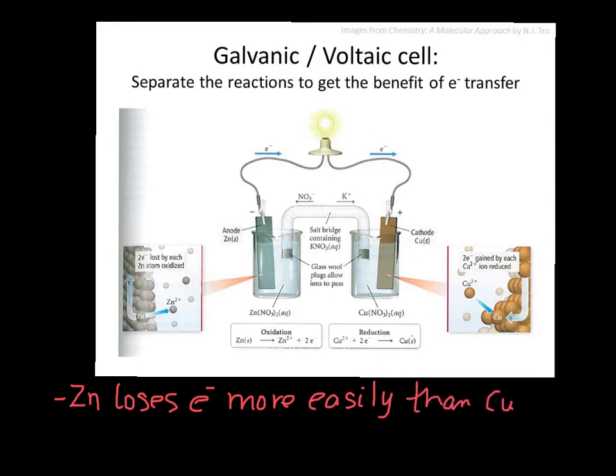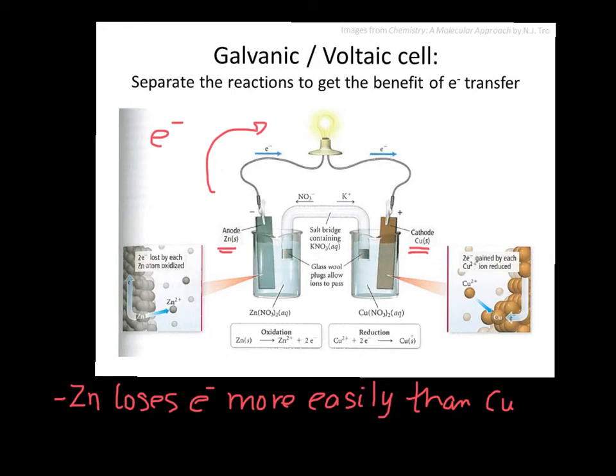Right, so the electrons are going in this direction, as the picture shows. In this setup, the metal bars are the electrodes, and you'll see here they're labeled as the anode and the cathode. We'll talk more about those in just a second.